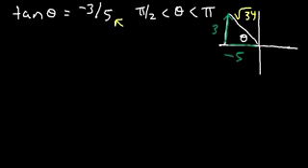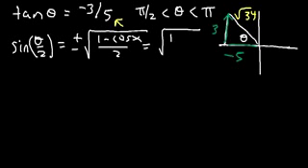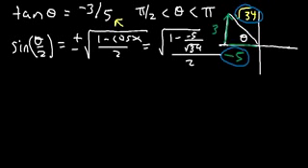So now that we have that, let's calculate sine theta over 2. The equation is plus or minus the square root of 1 minus cosine x divided by 2. So that's going to be the square root of 1 minus cosine, which we know is adjacent over hypotenuse, so that's negative 5 over root 34, all divided by 2.